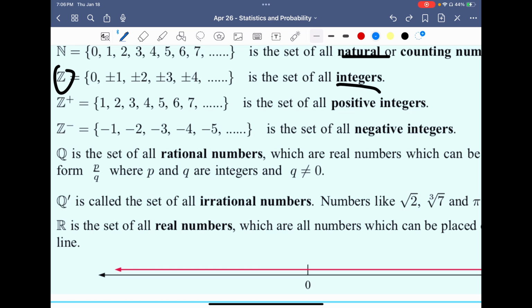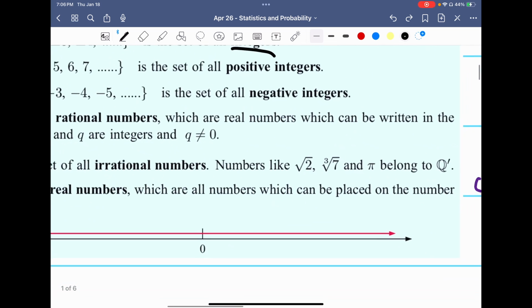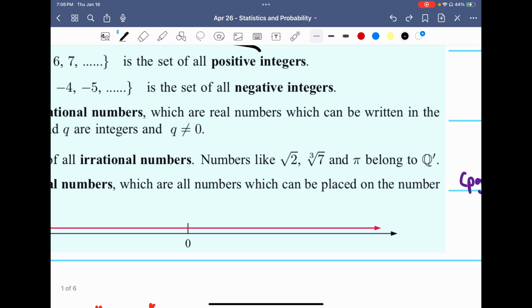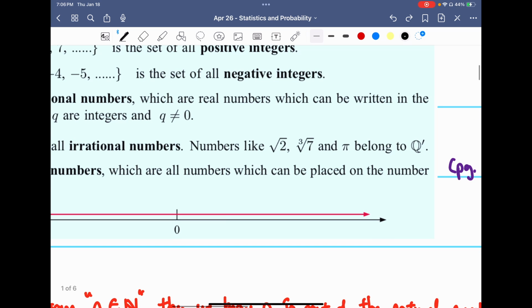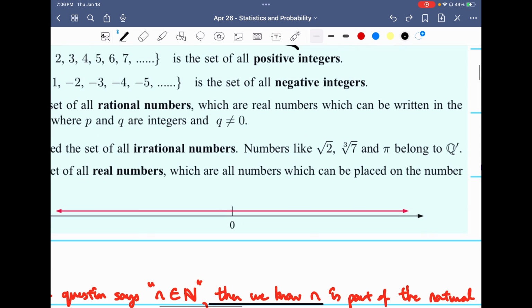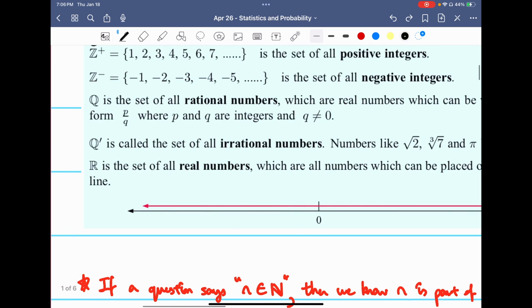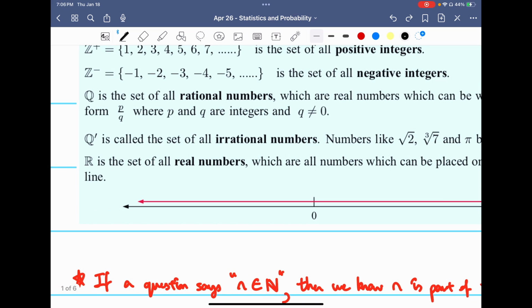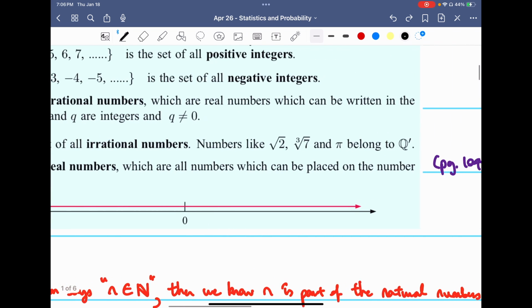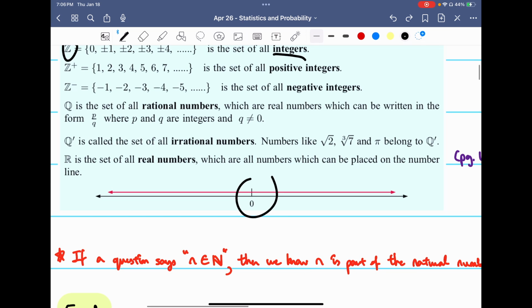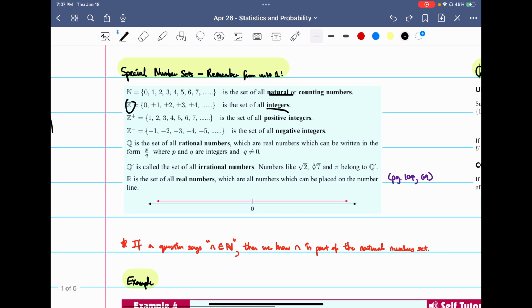So if this confuses you, this is a sign that you have to review Unit 1 again. So it's numbers like root 2 and cube root 7 and pi, as these numbers belong to Q naught, showing that these are not rational numbers, which are numbers that can be placed on the number line, this way. These units are dealt with more heavily in the Unit 1 video, so please check that out.